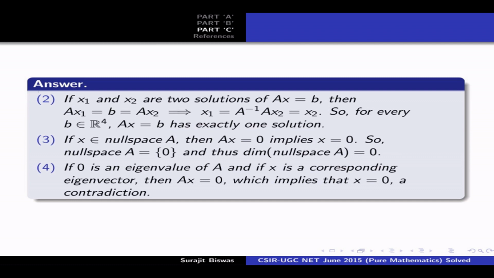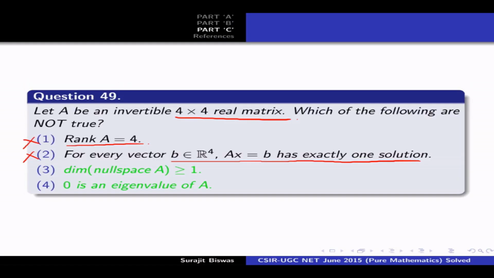If x1 and x2 are two solutions of Ax equal to B, then Ax1 equal to B equal to Ax2. This implies x1 equal to A inverse times A times x2 equal to x2. So for every B belongs to R to the power 4, Ax equal to B has exactly one solution. What is the third option?